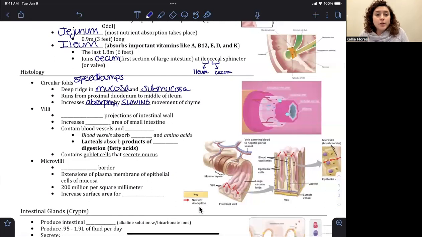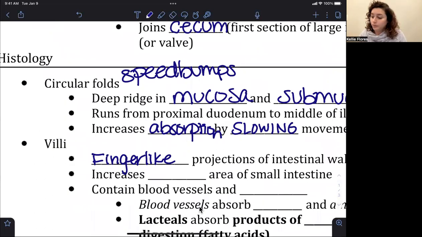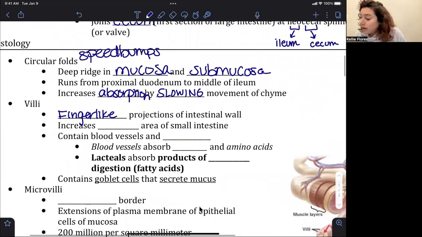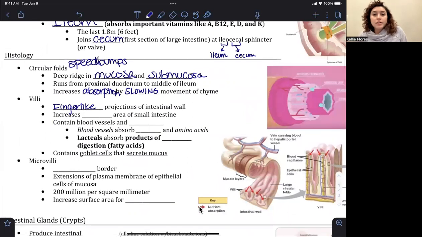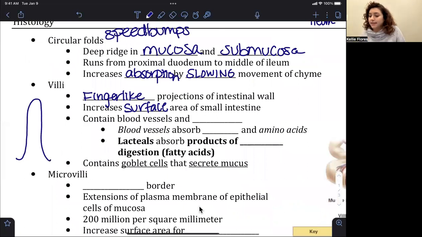Villi. Villi are these little projections in the intestinal wall. So they are finger-like projections in the intestinal wall. So what do they do? Why do we have these little fingers found in the intestinal wall? Well, they allow us to increase the surface area of the small intestine. So let's imagine that this is a villi. It looks kind of like this. It's a finger-like projection and it's found in the intestinal wall.